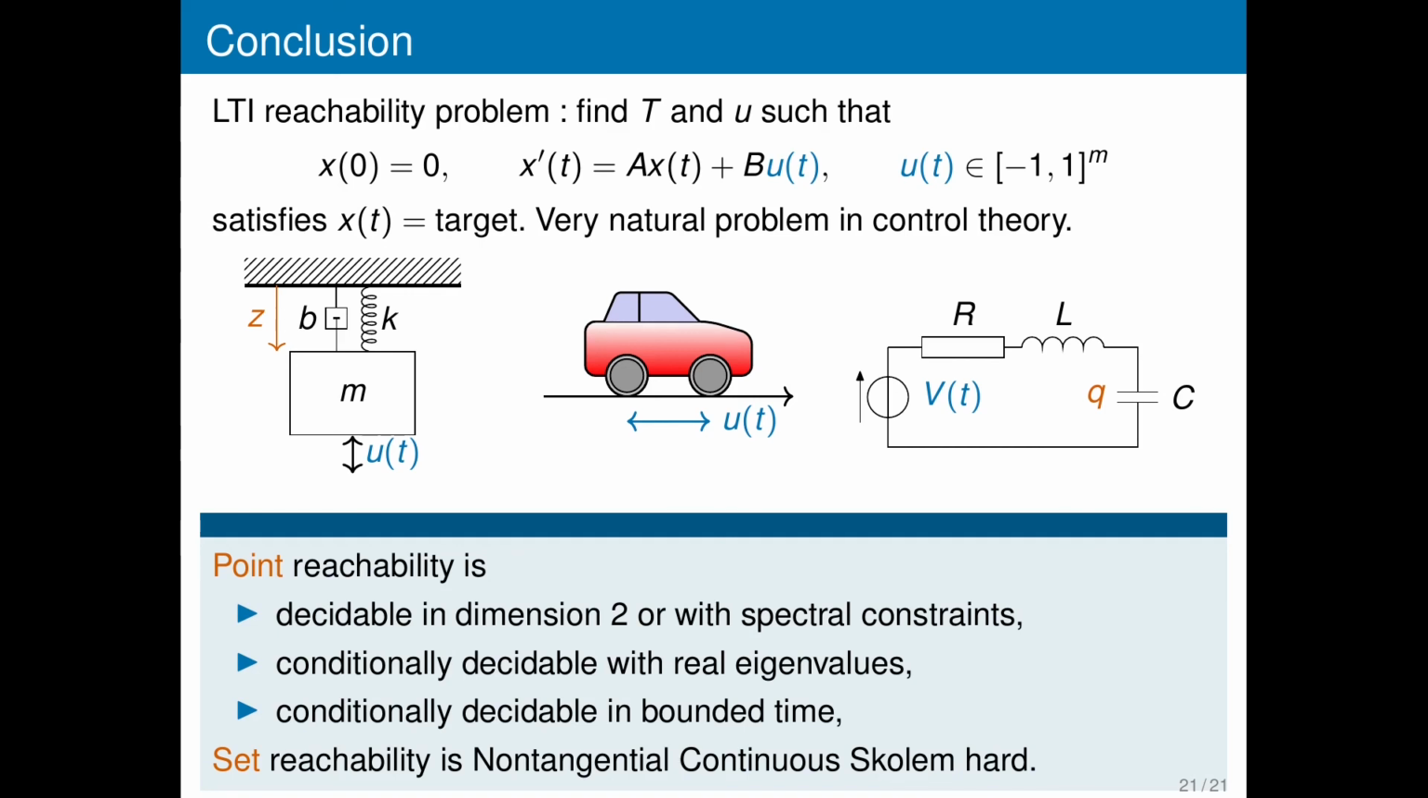And finally, we were able to show that the point-to-set reachability problem, again with a zonotope, is at least as hard as the non-tangential continuous Skolem problem. This suggests that the problem is indeed very hard to solve.